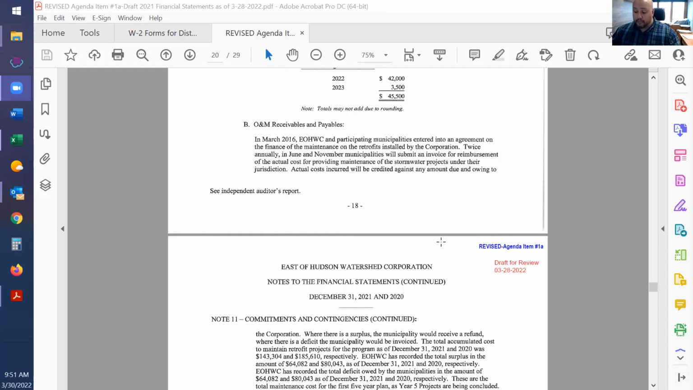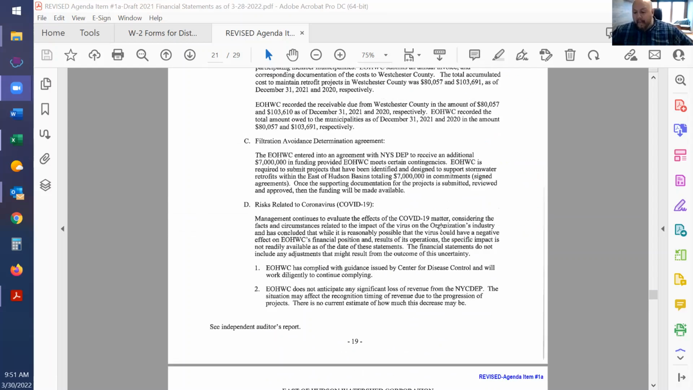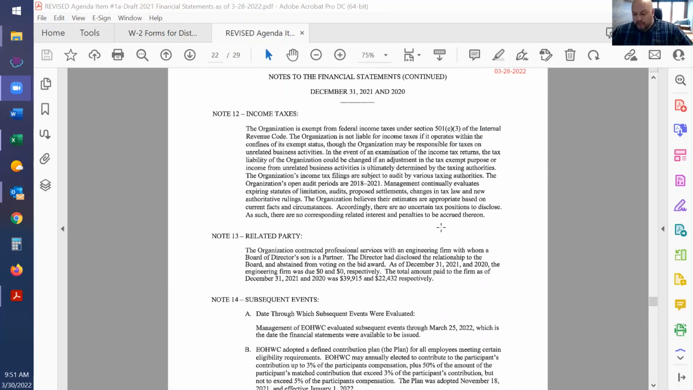In trying to meet the organization's goals and contracts. Note 12 is about income taxes. That basically is just a summary or a caption stating the fact that the organization is a 501(c)(3). They are not required to file income taxes or an income tax return. They are required to file a 990, which is basically an informational return for not-for-profits. This just gives a summation of that.